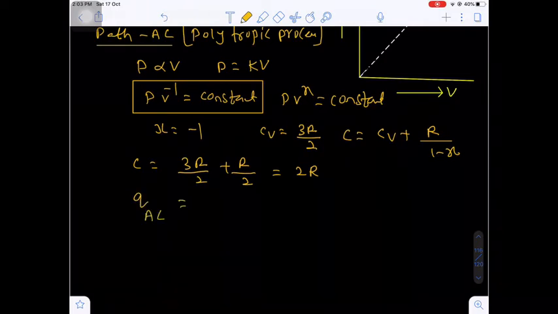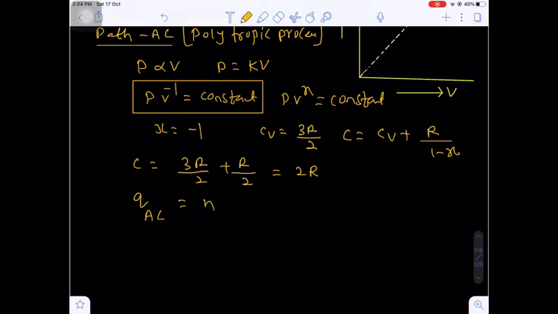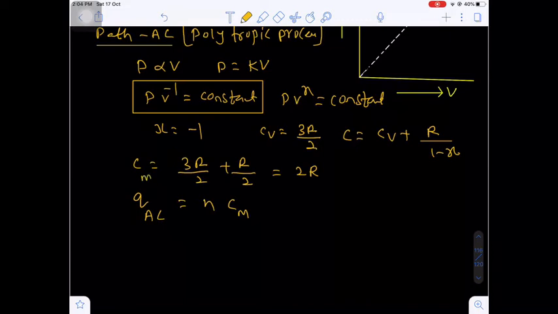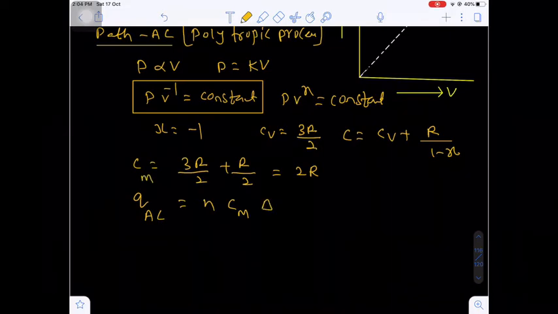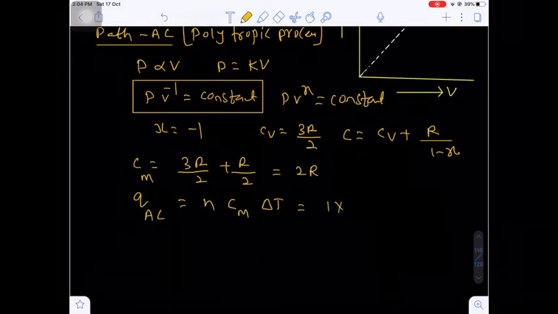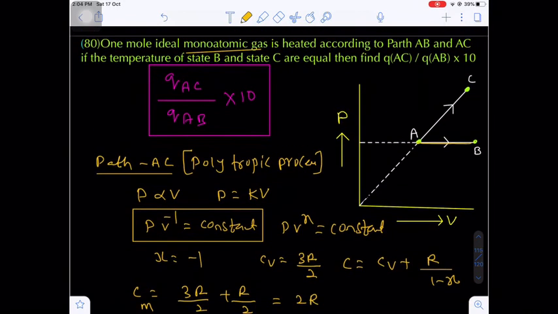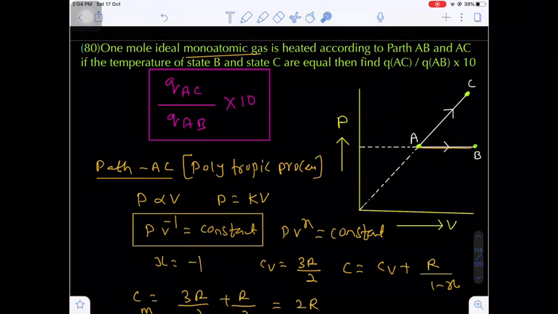So now here, what will be the heat exchange along the path AC? Heat exchange along the path AC will be equal to n, the number of moles of ideal gas, times the molar heat capacity, times the change in temperature. How many moles of ideal gas are given? 1 mole. And what is the molar heat capacity in the polytropic process? 2R. Now change in temperature as it is I am writing. Let's suppose this will be the equation number 1. And one more process is given.